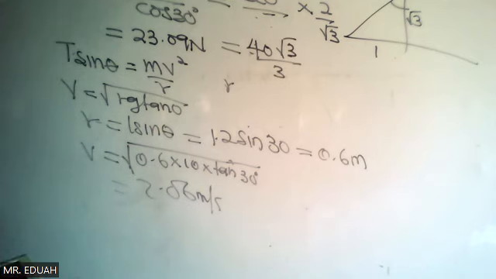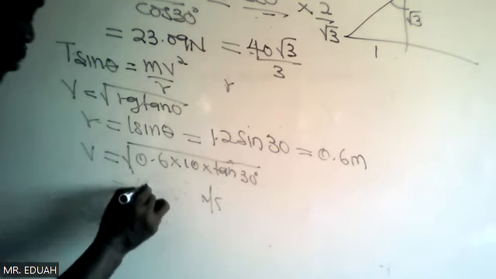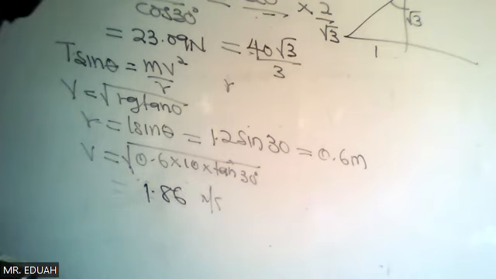So let me point it again directly. 0.6 times 10 times 1030 is it. So when you take the square root of the answer, you have 1.86. Isha, thank you. 1.86.